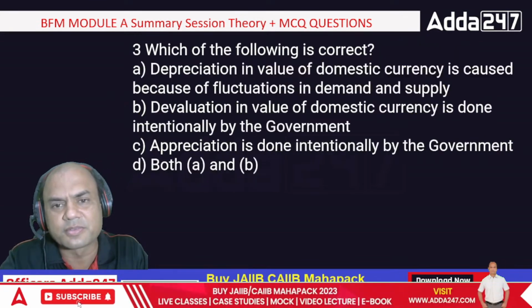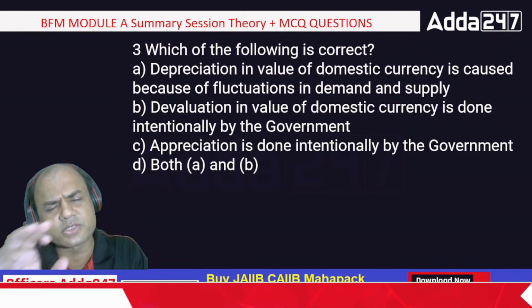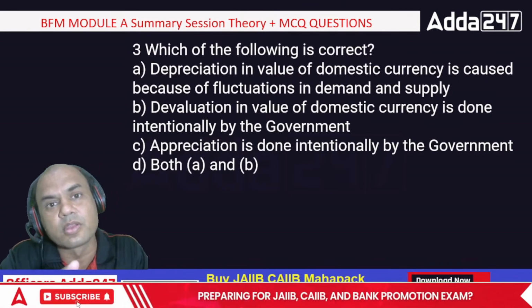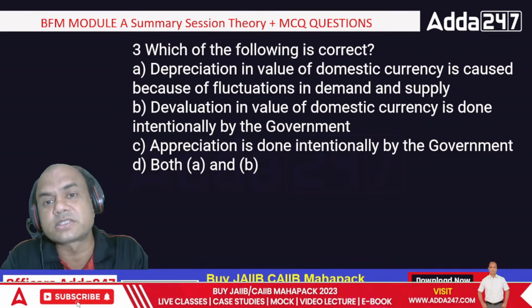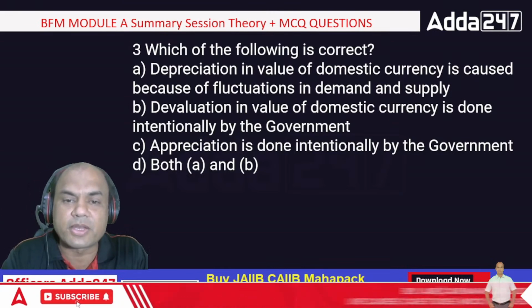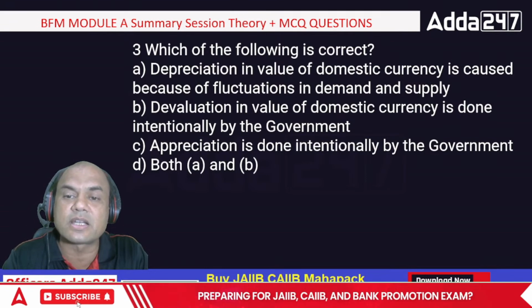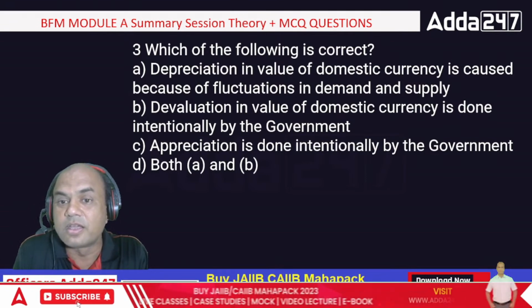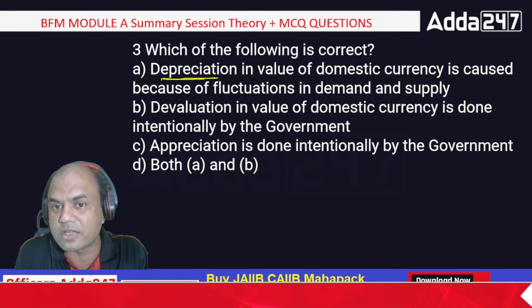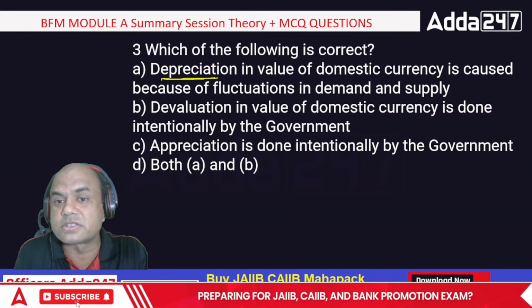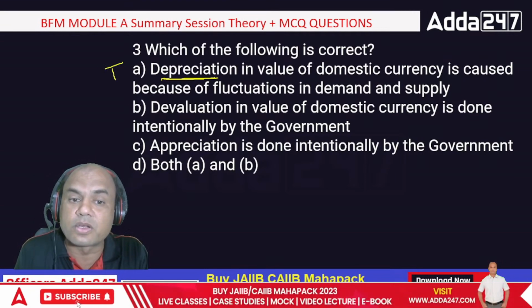Simple, isn't it? Which of the following is correct now? Now we want true. Always focus on what you want, true or false. Otherwise, you'll know everything and you'll make a mistake. Which of the following is correct now? Depreciation in the value of the domestic currency is caused because of the fluctuations in the demand and supply. See this word again. Depreciation. Depreciation means market forces. So is it correct? Fluctuations in the demand and supply, market forces. So true. You've got this answer true over here.